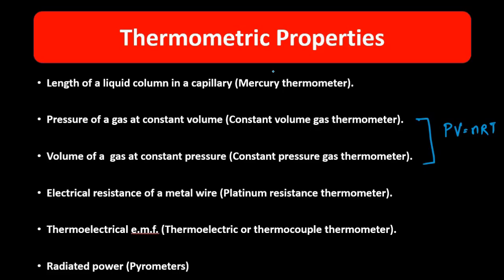Then we have electrical resistance thermometers, where resistance changes with respect to temperature. Special materials are selected for this, for example platinum. Then we have the thermocouple, which is the thermoelectric EMF thermometer. Here the electric potential of the object, or the potential difference between the two ends of the object, fluctuates with temperature. So the sensing property, the thermometric property, is electric potential. And then we have radiated power, which is pyrometers. All of this I have covered in sensors and transducers. If you want to understand more, you can watch that.